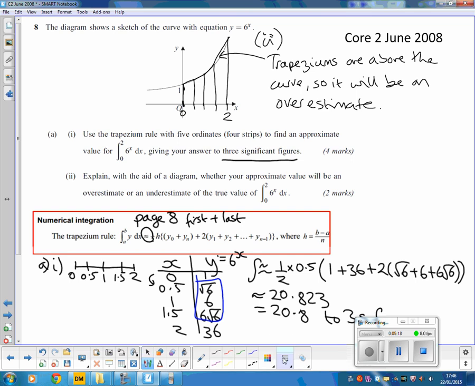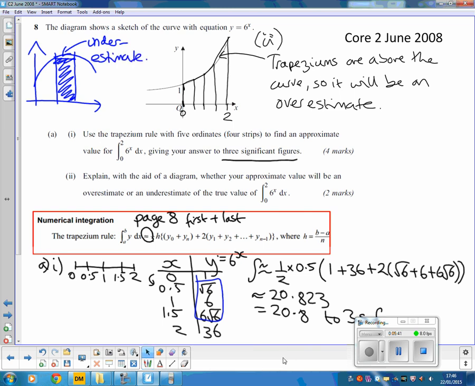It is worth noting at this point that had the curve been the other way up, like that, in this case when you draw your trapeziums in, oh sorry, that's the pen going slightly out, they will be under the curve, so this will be an underestimate because there's a gap. That's the alternative. Okay, that was not the question here.